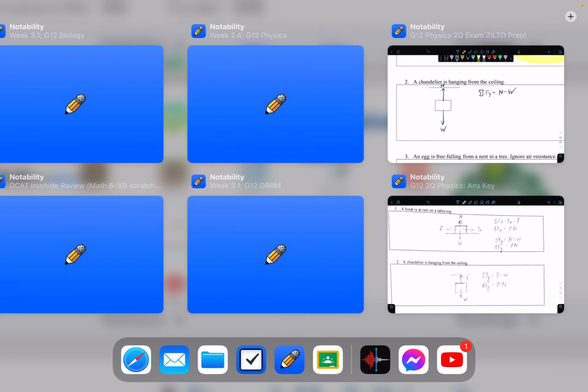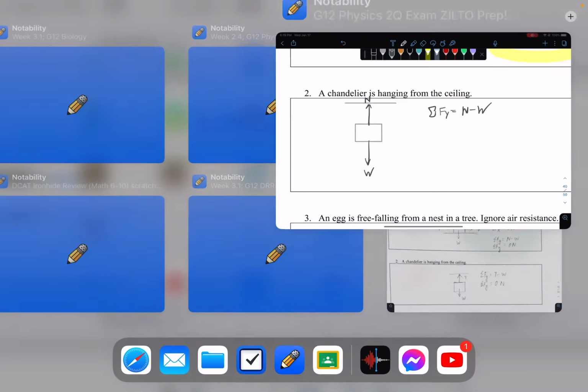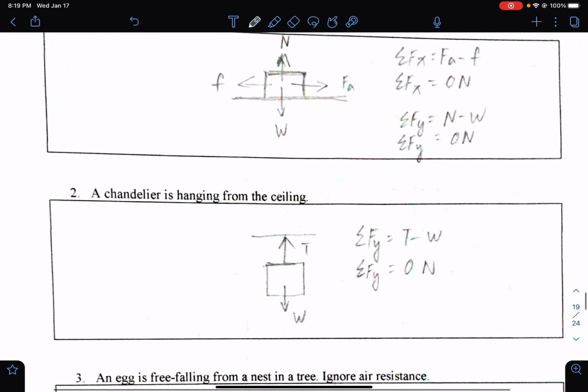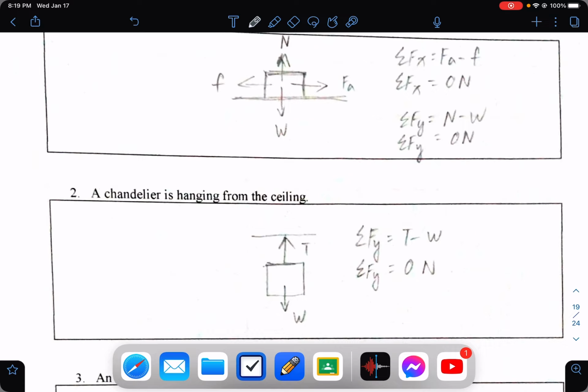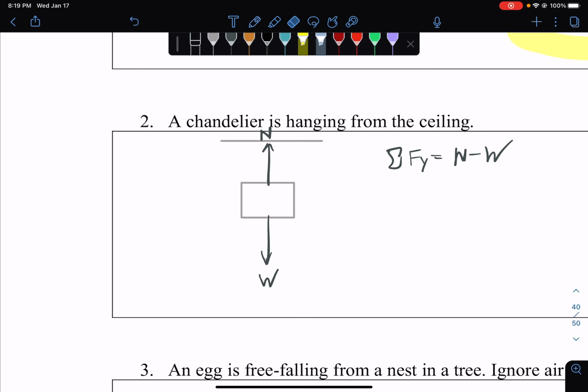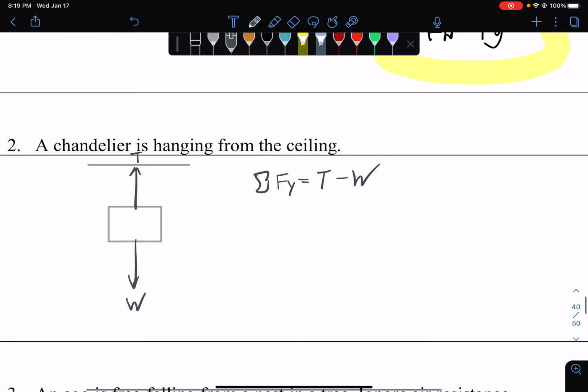Now, is it correct? Well, why is it 0 newtons? I believe the T stands for tensile strength. Instead of a normal force, we write a T instead, since a chandelier, this kind of example involves some form of rope or string that keeps the object from falling down. So in this case, it's a chandelier. The chandelier is suspended from a platform that's from above.